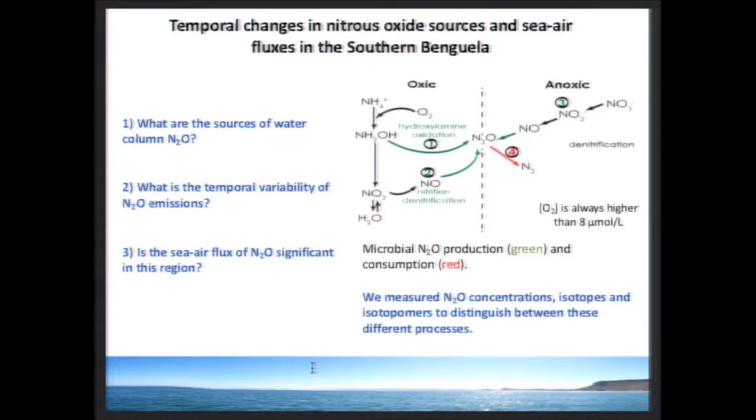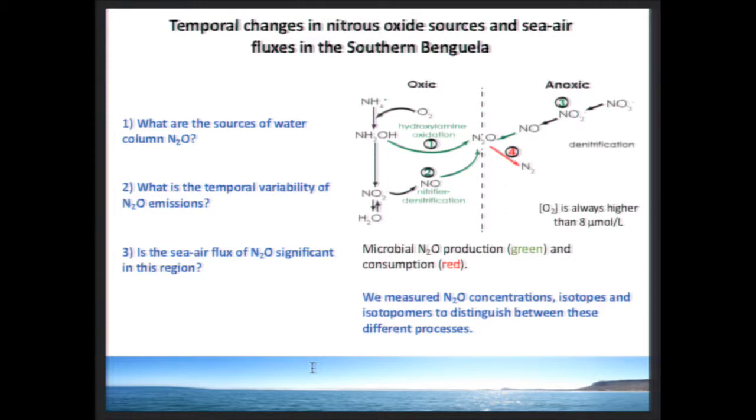And the three main questions I wanted to answer are: what are the sources of water column N2O, what is the temporal variability in N2O distribution in the water column and also N2O emission. And of course, we wonder whether the sea-air flux of N2O is significant globally or for the region.